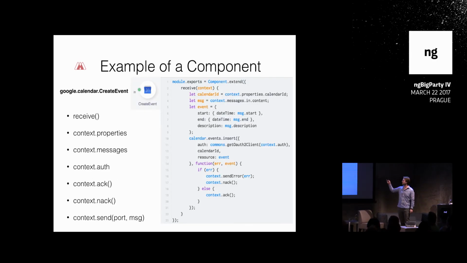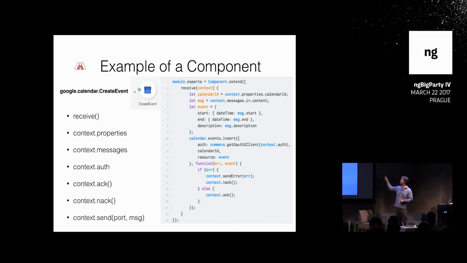Here's an example of a component. In this particular case, we've got the component Google Calendar create event that has only one input port, and the task of this component is to create a new event in your Google Calendar, right, based on the data that arrived to it. Right, so it's an OJS module.